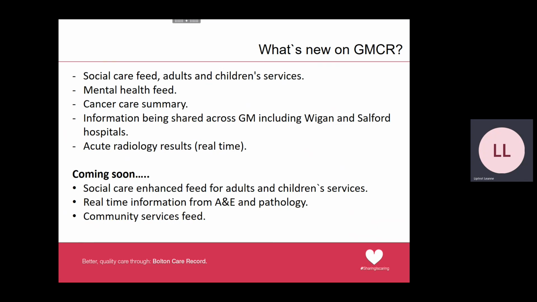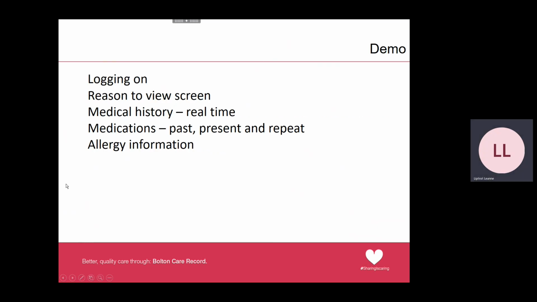What's coming soon? We're looking at further enhancements to social care data, real-time information from A&E and pathology, and we're also working on community services feeds as we start the transition to electronic patient records. We'll be able to surface the information from our community partners, for example, district nursing.